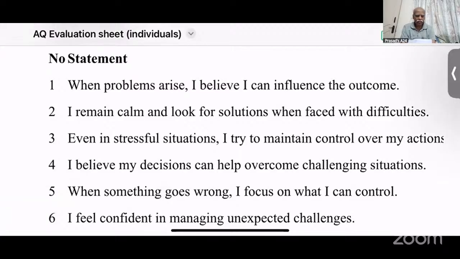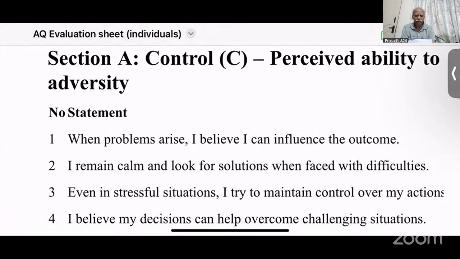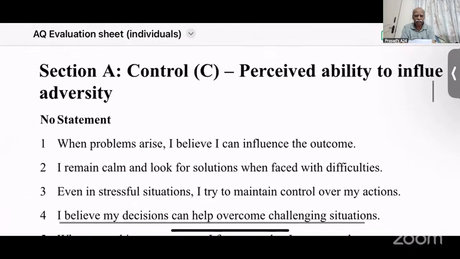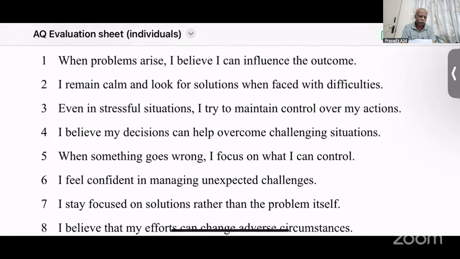So first one, when challenges arise, I believe I can influence the outcome. So this is about control, the perceived ability to influence adversity. Second point, I remain calm and look for solutions when faced with difficulties.